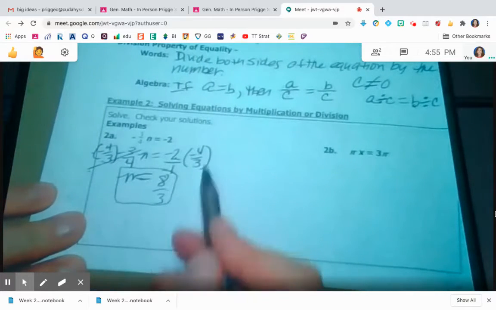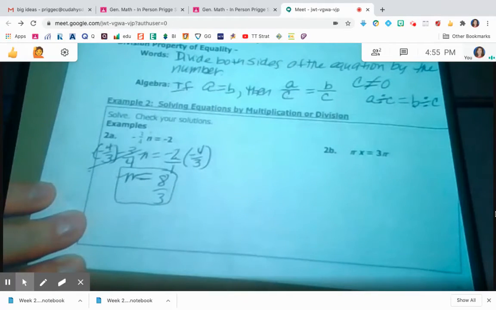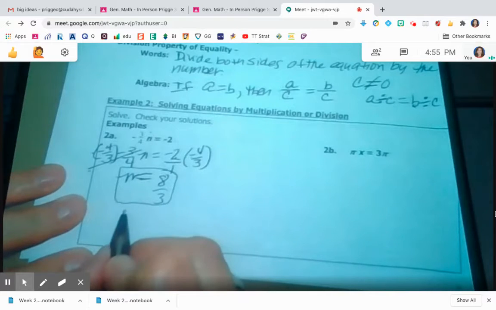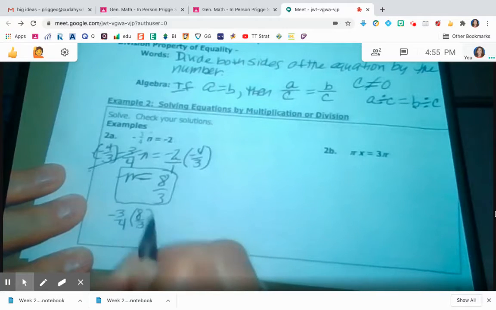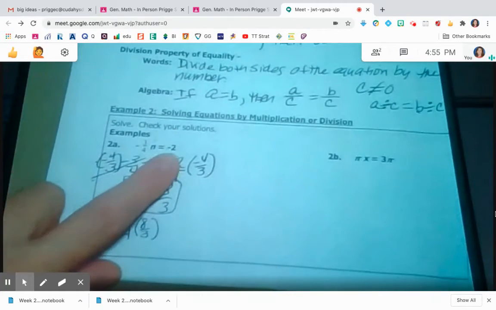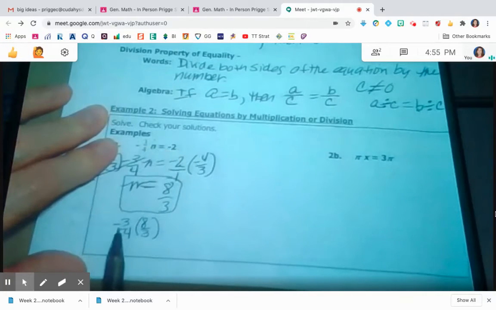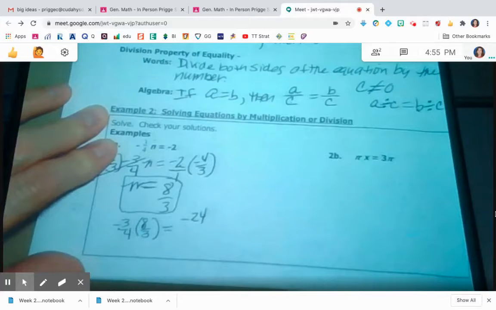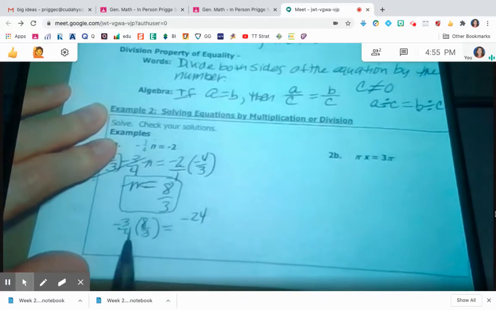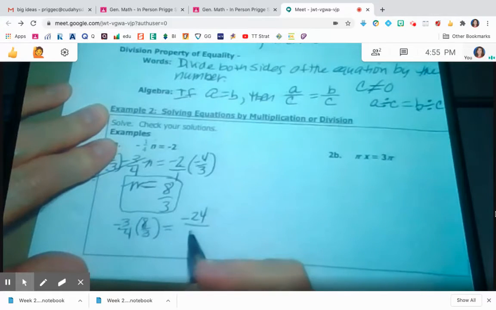Let's see if it works in my equation. Go back, substitute in that 8/3 for n. So I get negative 3/4 times positive 8/3. Let's see what I get. Hopefully I get a negative 2. Negative 3 times positive 8 gives me a negative 24. Positive 4 times positive 3 gives me a positive 12.